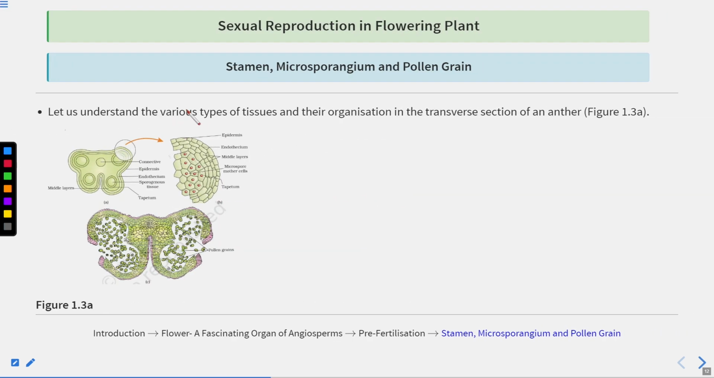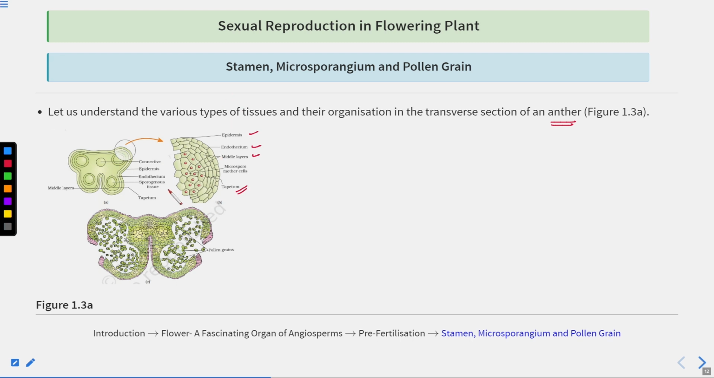Next, now here is the image. So now let us understand the various types of tissues and their organization in the transverse section of the anther. So this image shows you the transverse section of the anther. You can see here the layers present in the anther. Epidermis is present, which is the outermost layer. Inner to epidermis we have the endothecium. Inner to endothecium, middle layers are present, and then the innermost layer is known as the tapetum.